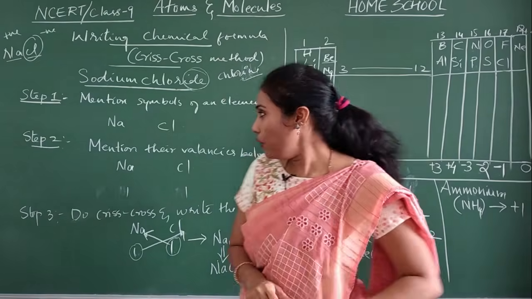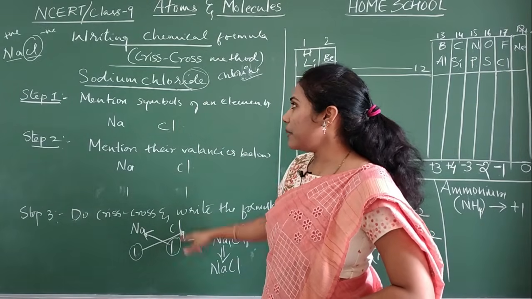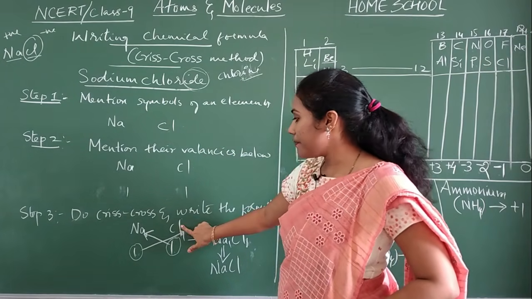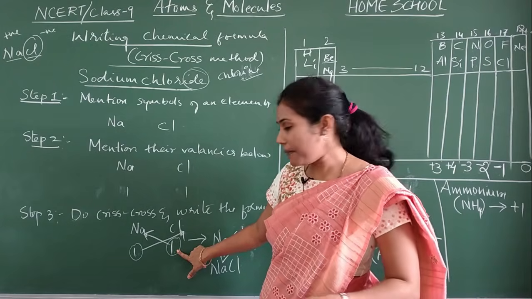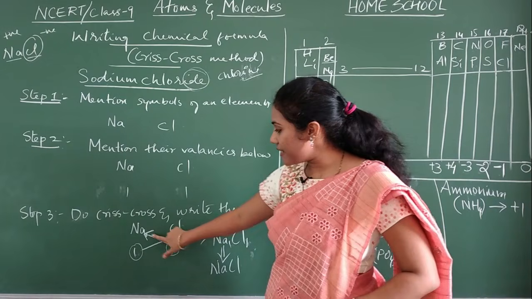So now one example I have shown you to write a formula. What is the first step? You indicate the symbols. Later, you mention the valencies below. The third step is this valency will go here and this valency will go here.